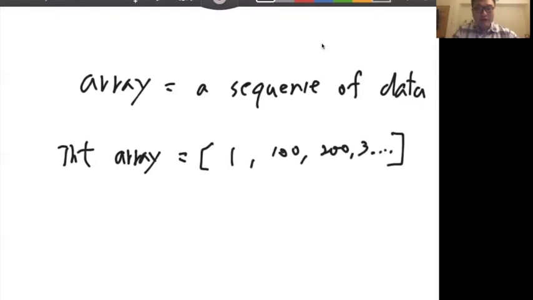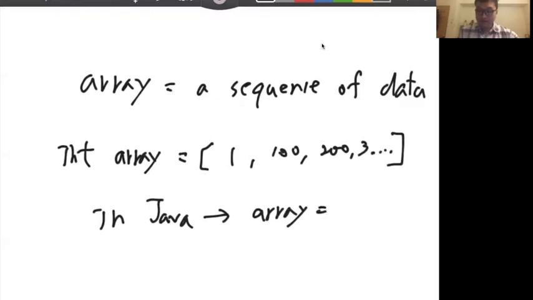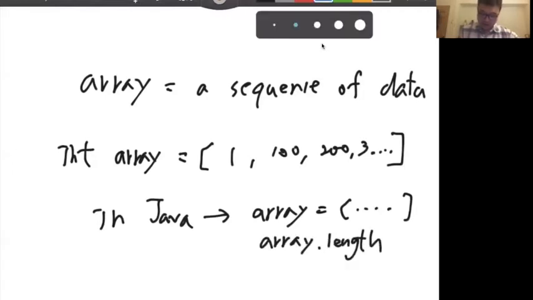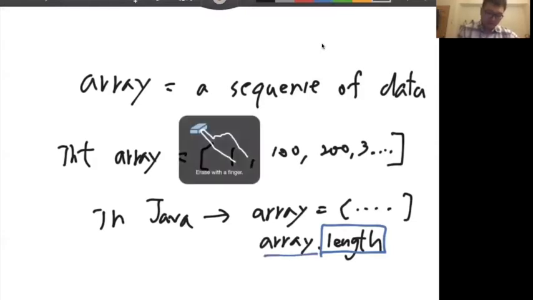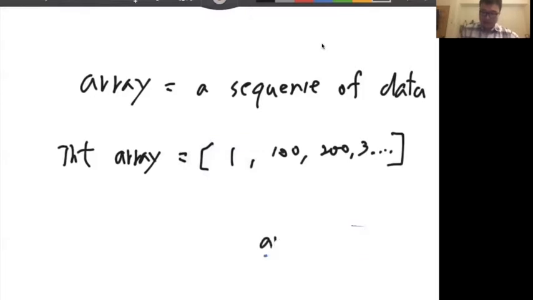In Java, array is object. So array can be something like this, but you can use the array's length, because this is a field provided to the array object. This is in Java. However, in this class, we talk about C.